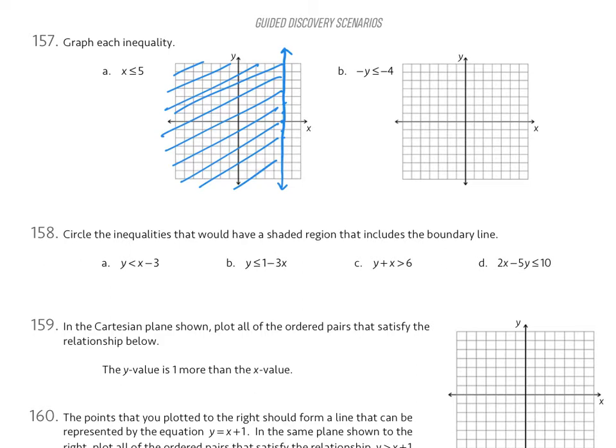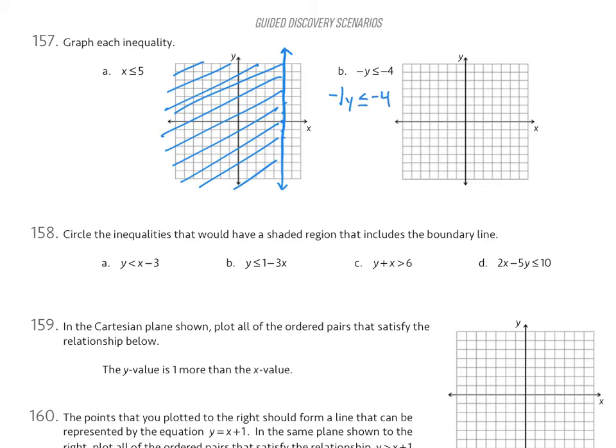Part B. Negative y is less than or equal to negative 4. Well, this doesn't have y by itself, so you're actually not ready to graph it yet, unless you want to just plug in y values and see which ones are true. Since there's a negative y in this inequality, that's the same thing as if it was negative 1y is less than or equal to negative 4.